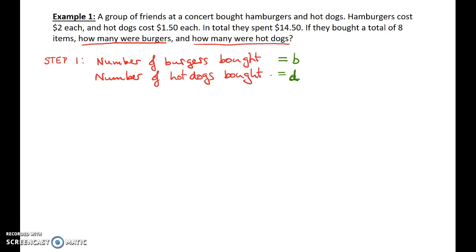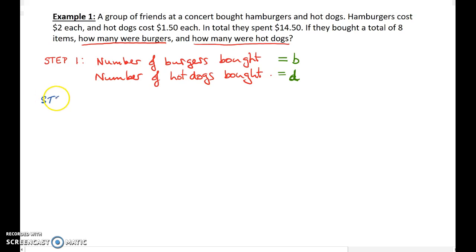And again, we are trying to be precise in what we say. We're not saying just b equals burgers and d equals hot dogs, because then we'll get confused as to whether that means the number of burgers or the cost of burgers. So we try to be as precise as possible in defining these variables.